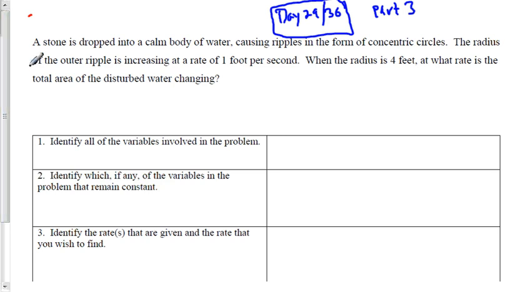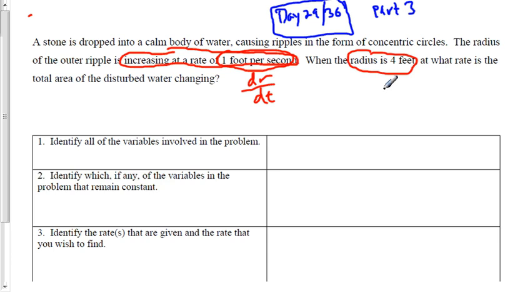Okay, so let's identify what parts of the question are going to be important to help us figure this out. The radius is increasing at a rate of 1 foot per second, so really just the 1 foot per second. That is dr/dt. They tell us the radius is 4 feet. And we want to know the rate of the total area. I'll write that over here. That's dA/dt.